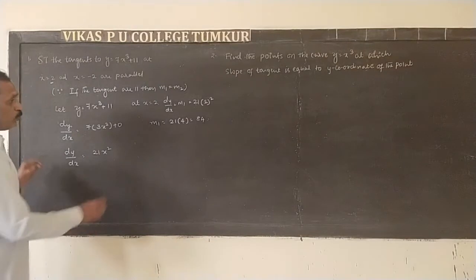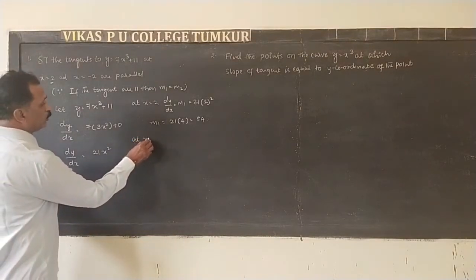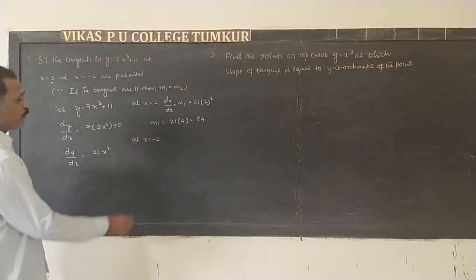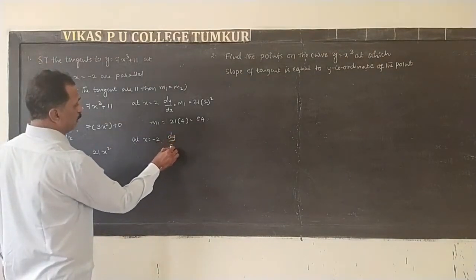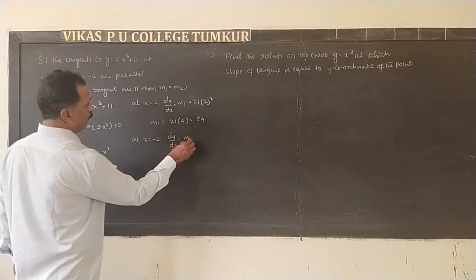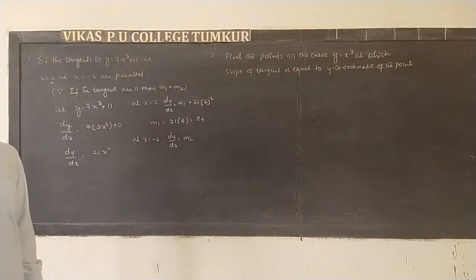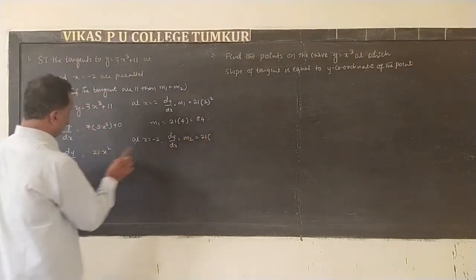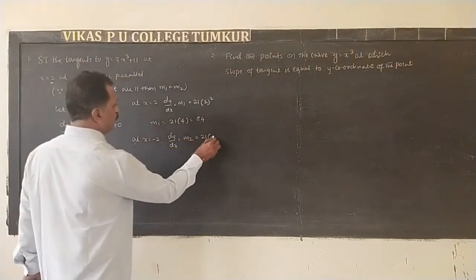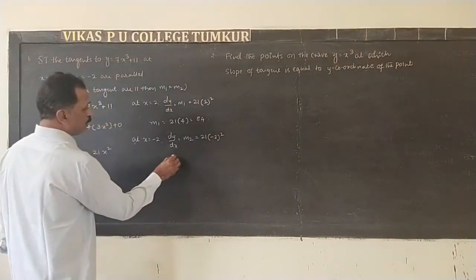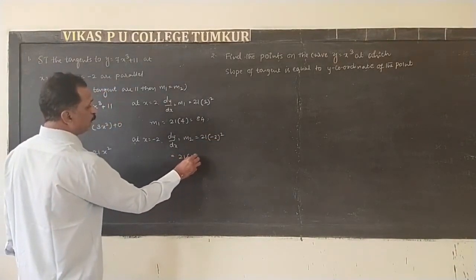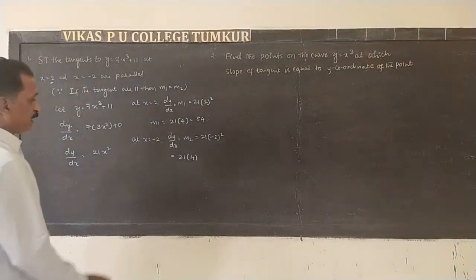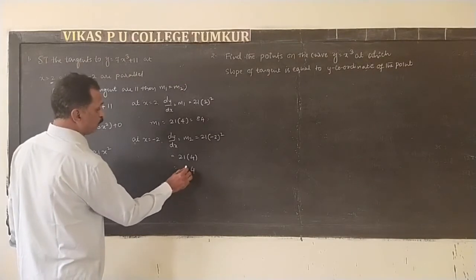Shall I find m2? At x is equal to minus 2. Let me do it. At x is equal to minus 2, what is your dy by dx? This should be equal to slope of second tangent. This is also equal to 21 into x square, minus 2 whole square, which is also equal to 21 into plus 4. Minus 2 whole square is plus 4. Multiply and simplify. So 4 ones are 4, 4 2s are 8, 84.